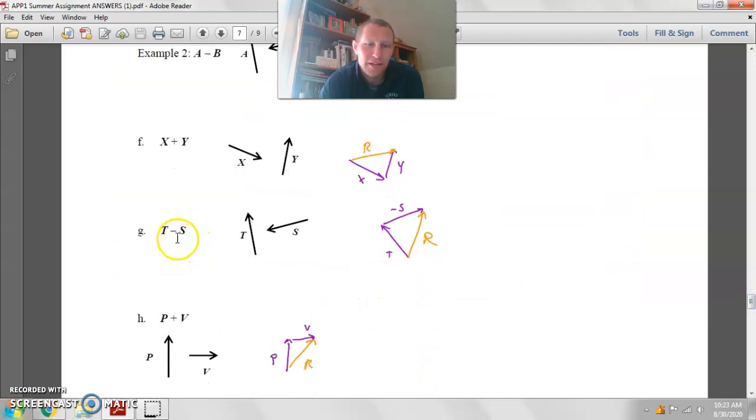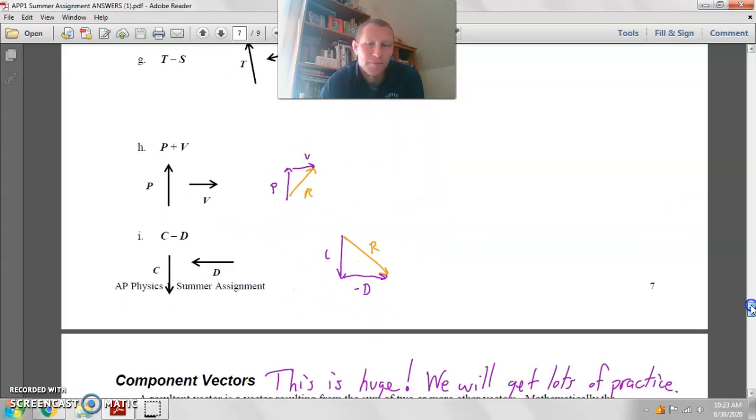Couple tricky things, right? Negative S just means we have to flip the direction. So notice negative S goes the opposite direction, but same magnitude as S. And so that's just the difference between positive S and negative S.